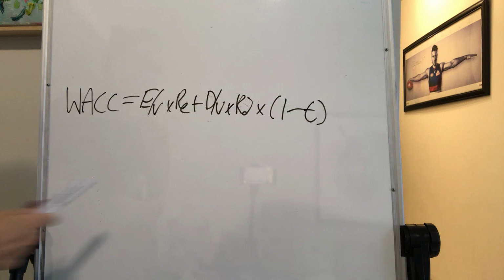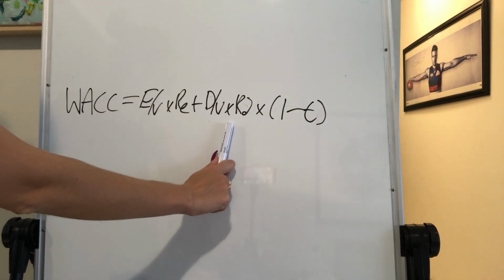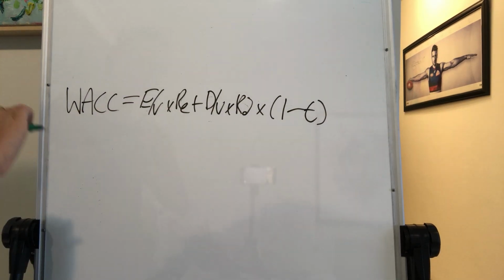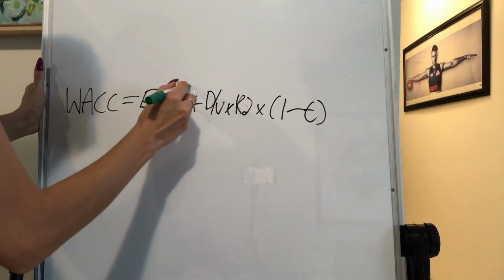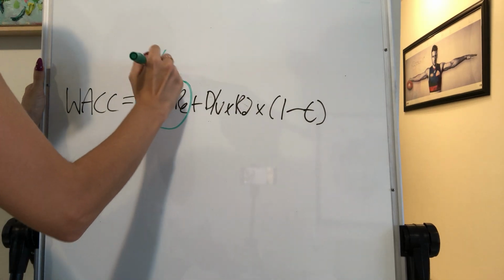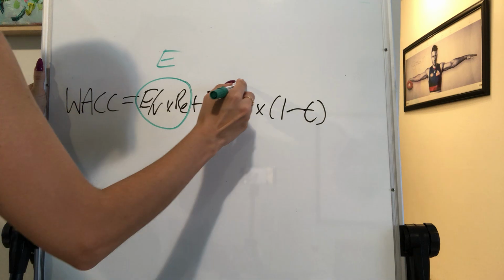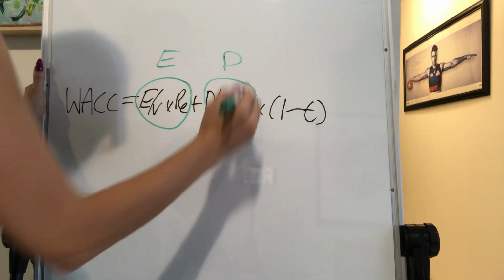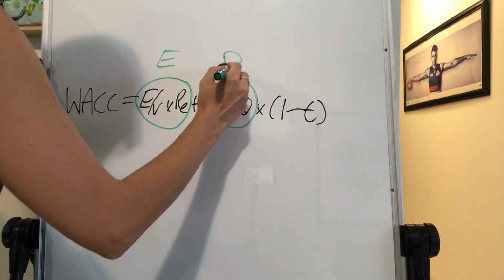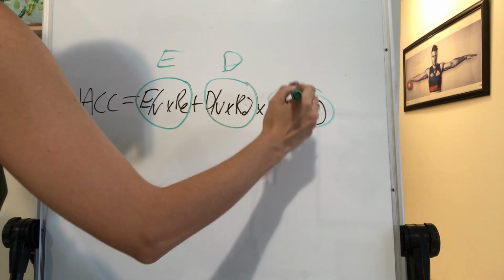Now there are three parts to this equation: equity, debt, and tax. Let me just classify that. This here is equity. This here is debt, that looks a bit like a P, but that's a D, and this here is our tax rate.